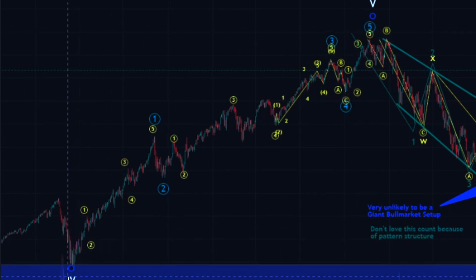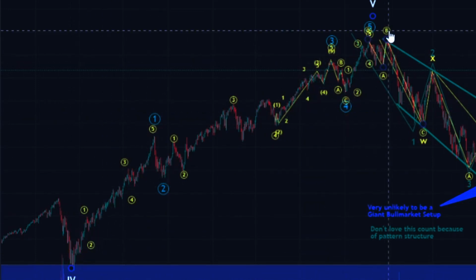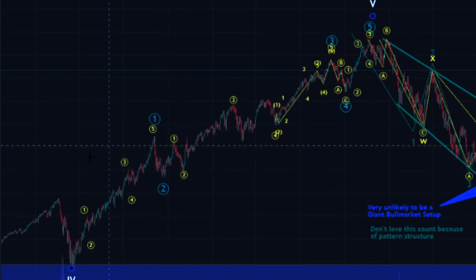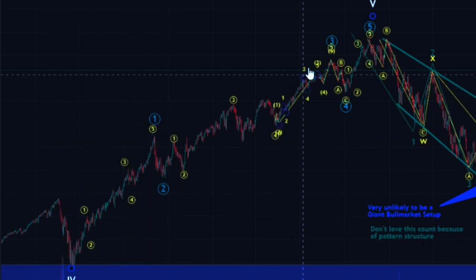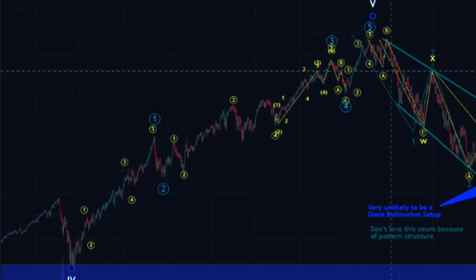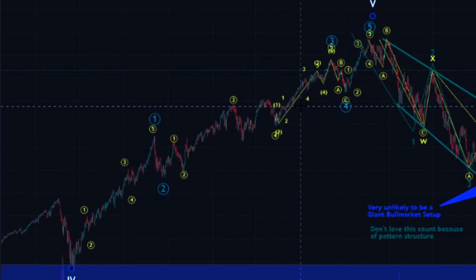Starting with the blow-off move from March 2020 to November 2021, the first thing I'd like to point out is that our impulse move in blue, which is this 1, 2, 3, 4, 5, is broken down into smaller sub-degrees of impulses itself. So as you can see here, this wave 1 has a 1, 2, 3, 4, 5 structure within it. And then the same with the wave 3 and the same with the wave 5. And even within those waves, there's also smaller fractal waves, which I'll get to in a second.